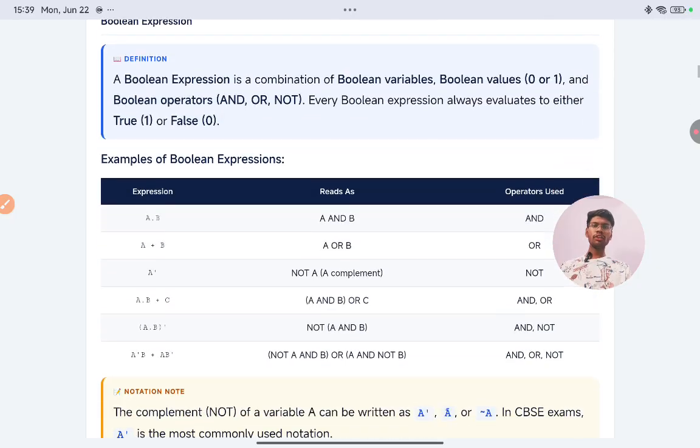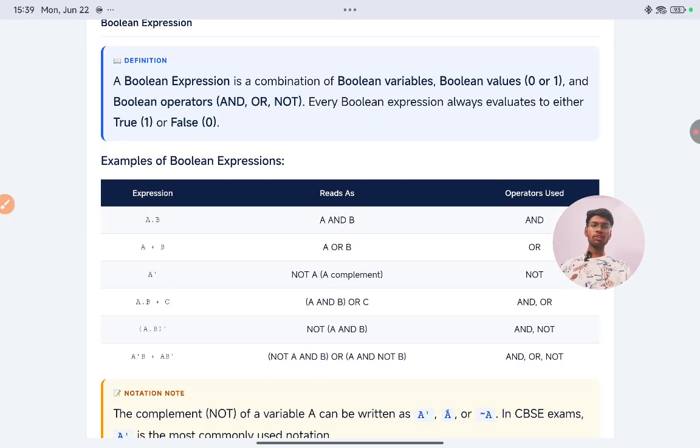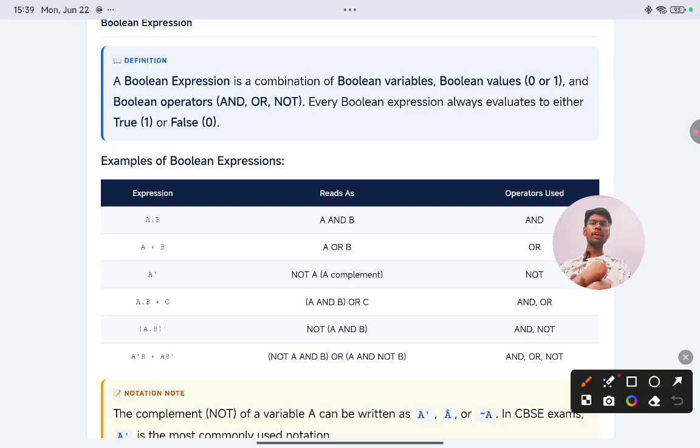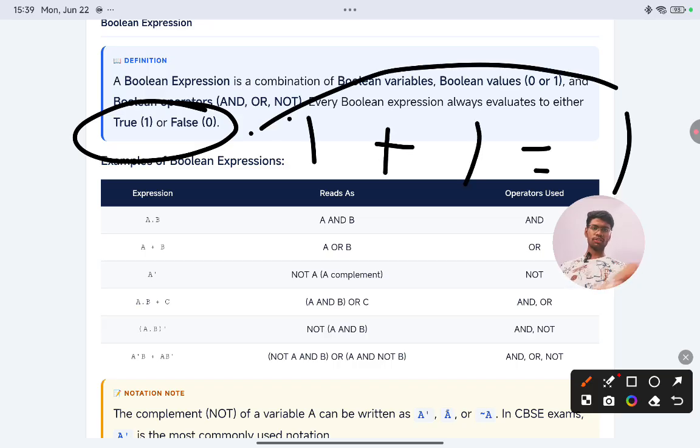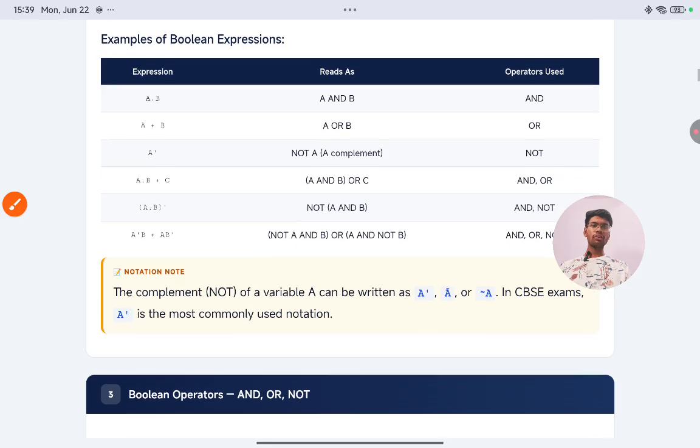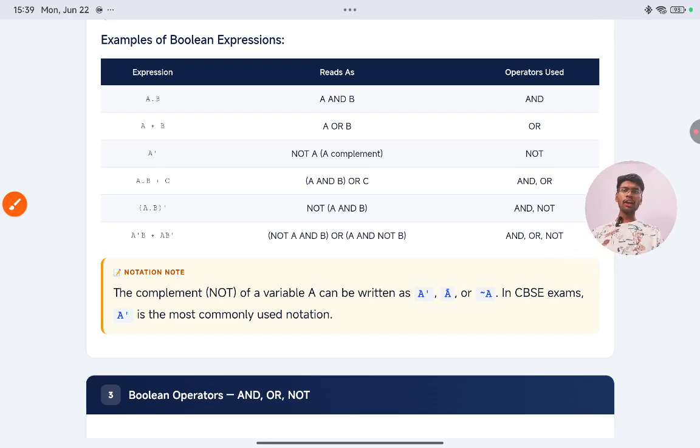Then proceeding ahead to the Boolean expression. A Boolean expression is a combination of Boolean variables, Boolean values, and Boolean operators. Every Boolean expression evaluates ultimately to either true or 1, false or 0. Every Boolean operation has an operator and some operands to do this operation. So what is the most commonly used? We'll see the AND operator, the OR operator, the NOT or complement inverter one, and some expressions.